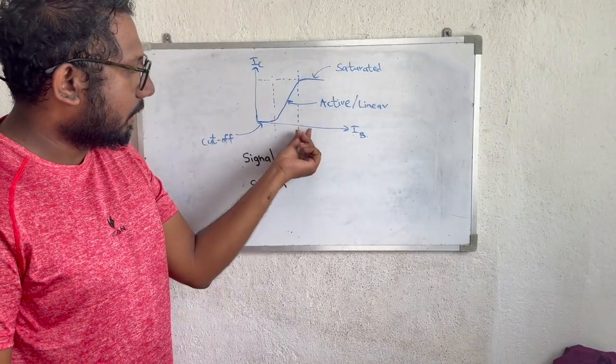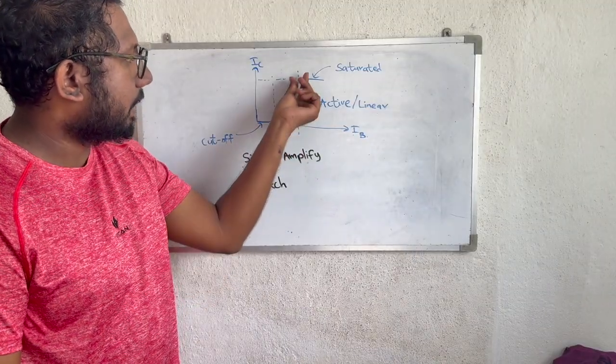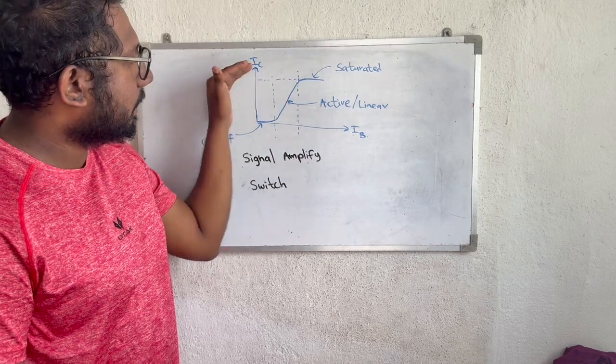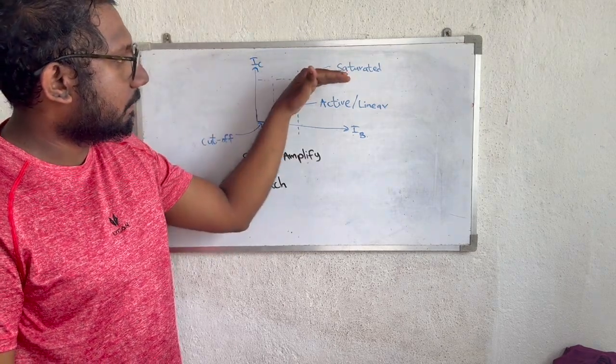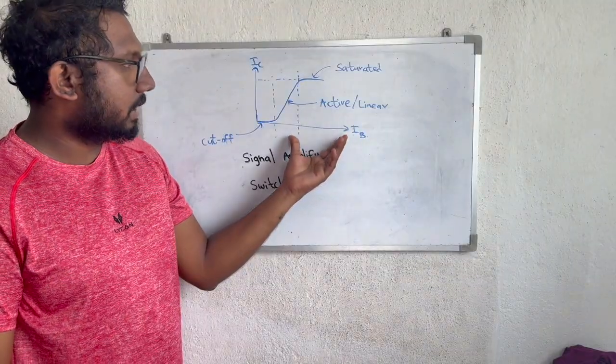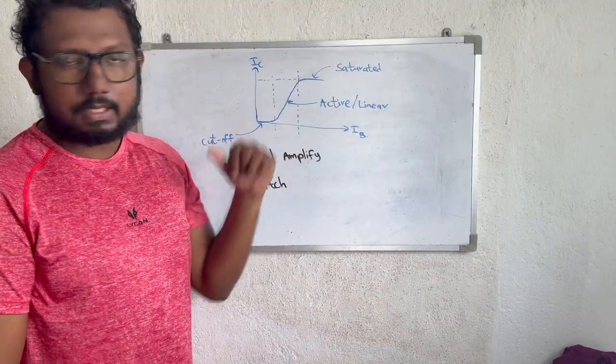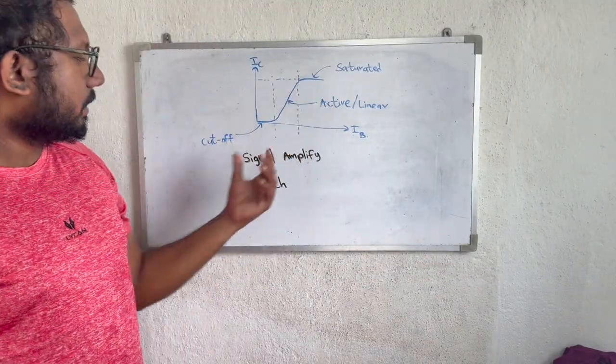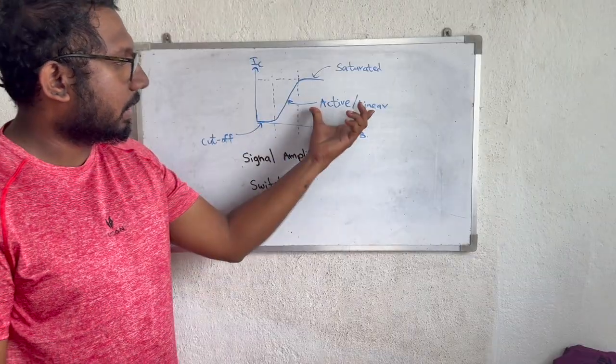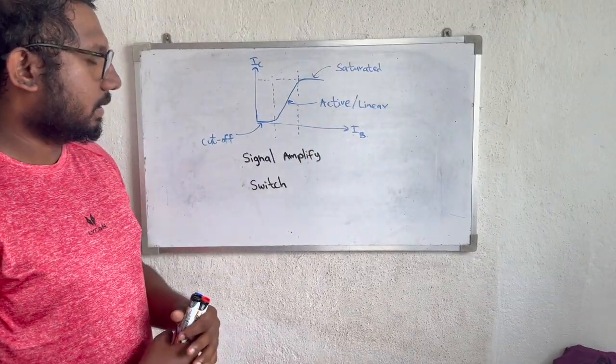After some higher IB value, what will happen? The collector current reaches its maximum value and saturates. It will not change after reaching this value. So we call these regions the cutoff region, active region and saturated region.